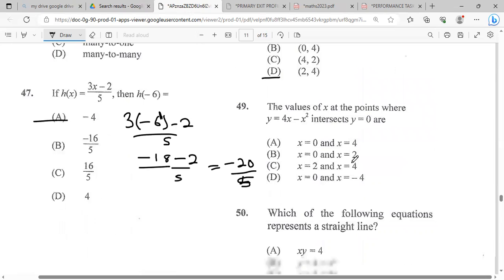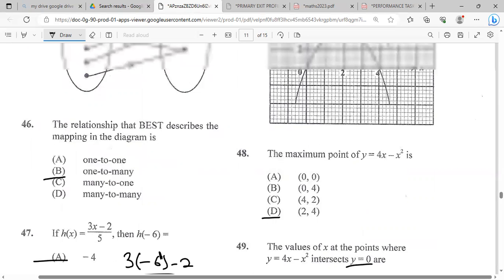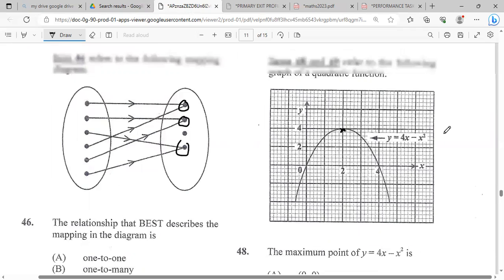The values of x at the point where y equals 0 are. So when y is 0, that is actually the x-axis. So the x-axis is y equals 0. And even though it's not required here, the y-axis is the line x equals 0. All right. So on the x-axis, y is always 0. So here we have 0 and 4, that would be our answer.